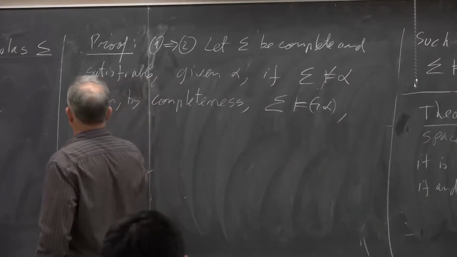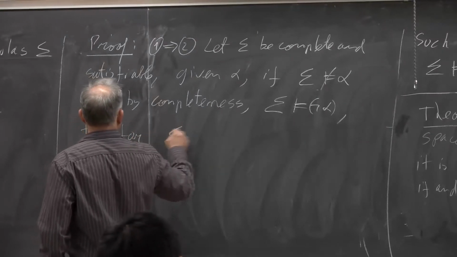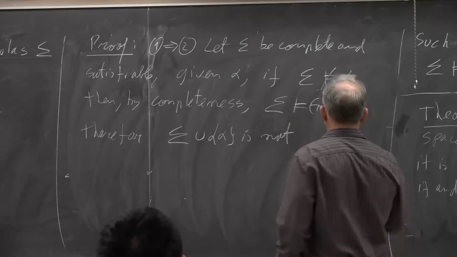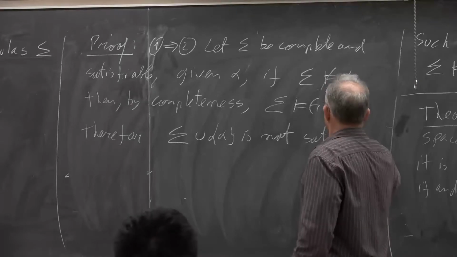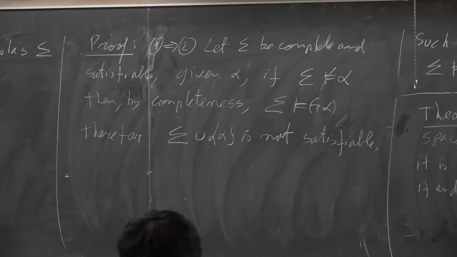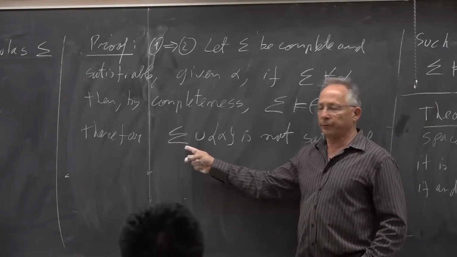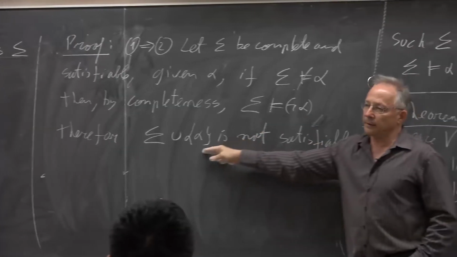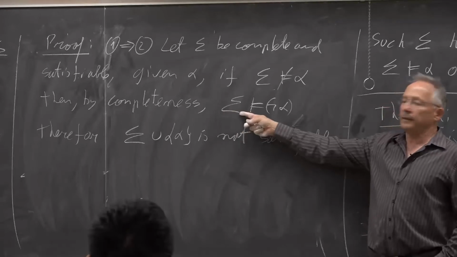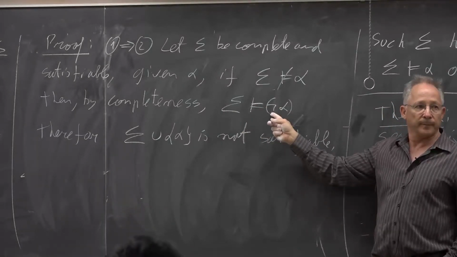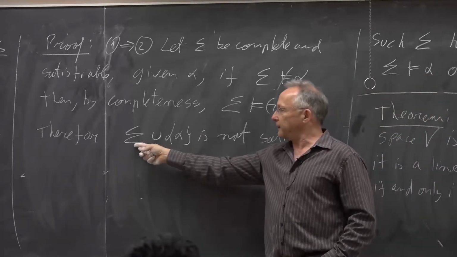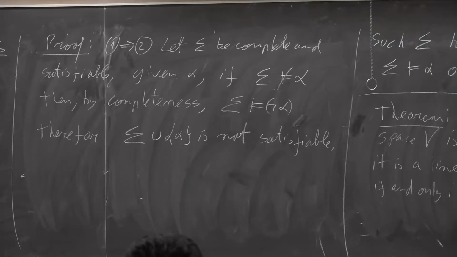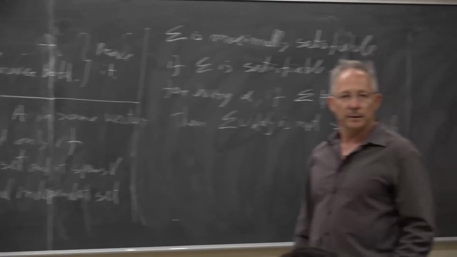Therefore, sigma union alpha is not satisfiable. I cannot satisfy all the formulas of sigma and alpha, because if I satisfy all the formulas in sigma, I must satisfy not alpha. If I satisfy not alpha, I cannot satisfy alpha. This says whenever you satisfy everybody in sigma, you satisfy not alpha. This one says, find me someone that satisfies all of sigma and satisfies alpha. I can't find it. So it's not satisfiable. So we showed that 1 implies 2. Any questions here?